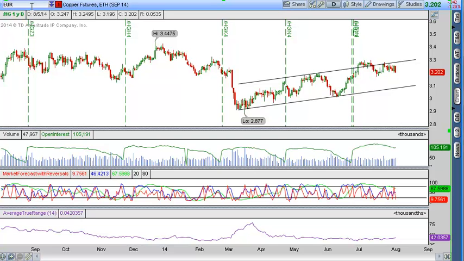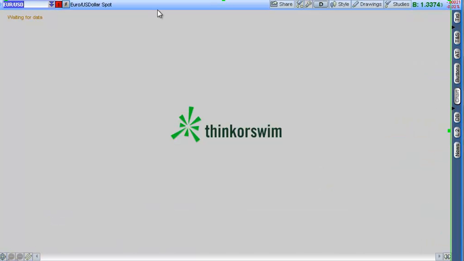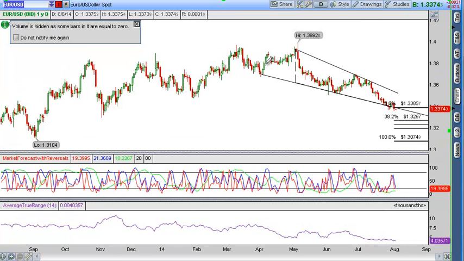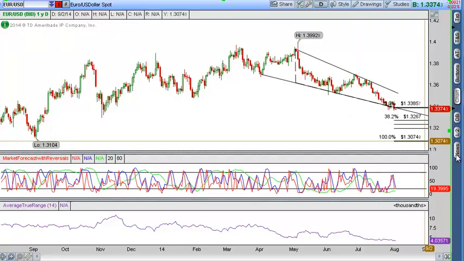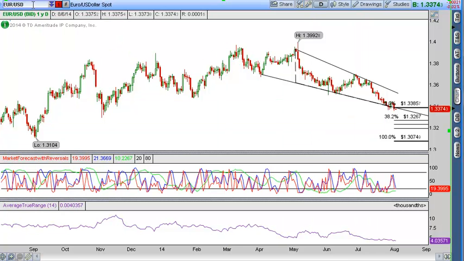So go one more time back to the Euro-US dollar. We're looking at the Euro-US dollar. We see that there's a weakness here. If we expect the weakness to continue, I would also be willing to not only short the Euro-US dollar, but I'd also be willing to go short the Euro-Yen as well.